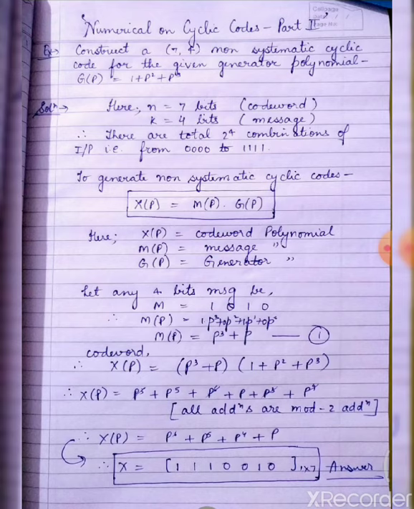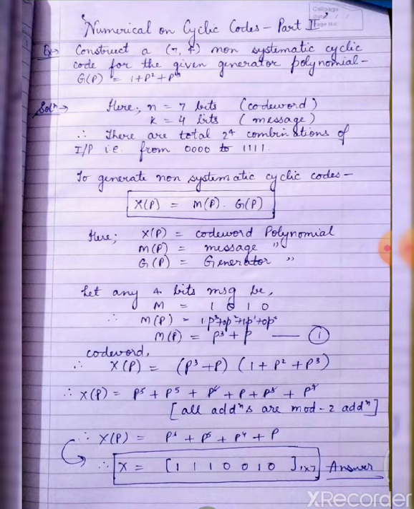The difference between these two cyclic codes, the systematic cyclic codes and non-systematic cyclic codes, is this: in systematic codes we can easily identify the message bits and the parity bits. The whole code word consists of message bits and parity bits, and in systematic cyclic codes both these bits can be easily identified. But in non-systematic cyclic codes we cannot identify the message bits and the parity bits by seeing the code words, because they are in jumbled up form.